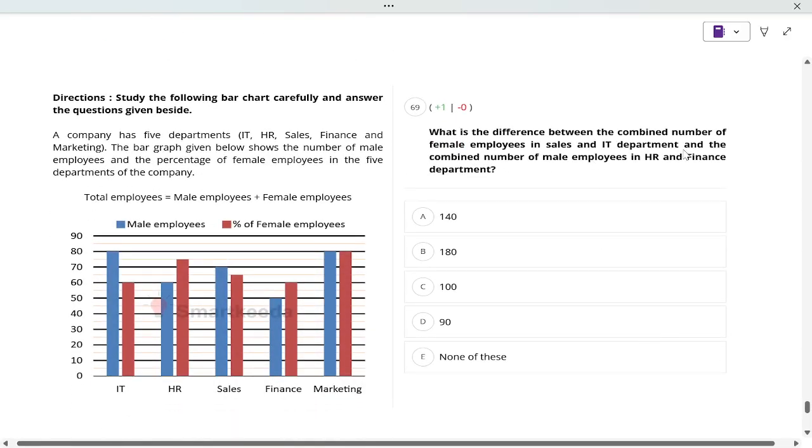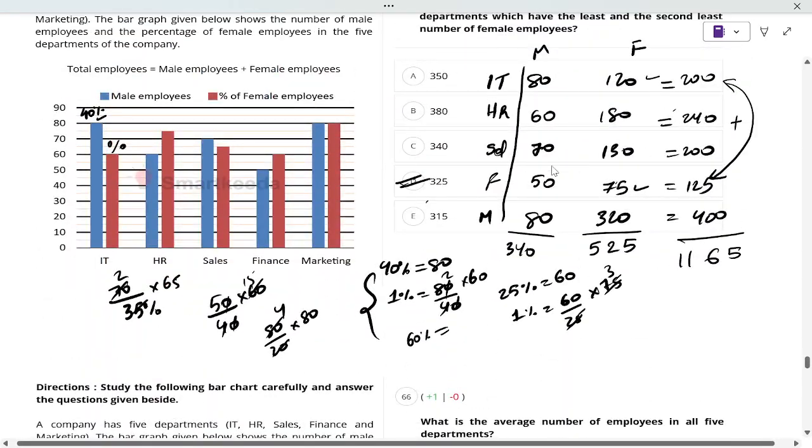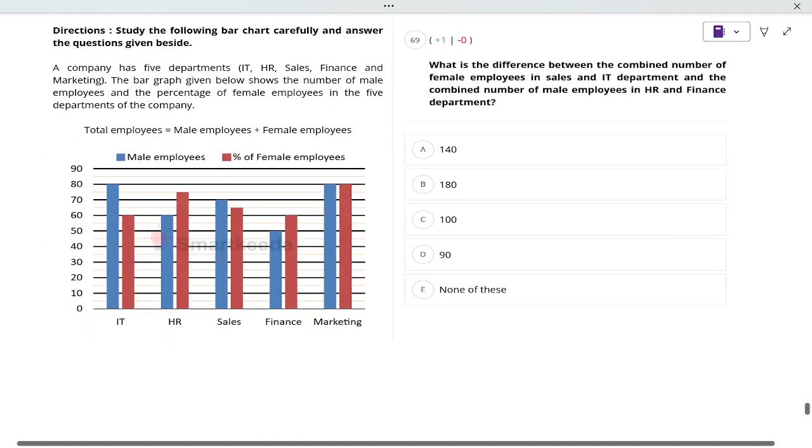What is the difference between the combined number of female employees in sales and ID department? Sales and ID, female. Sales we have 130, and ID we have 120. So this will give us 130 plus 120 is nothing but 250. Okay, we have 250.